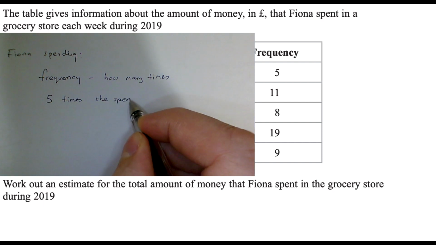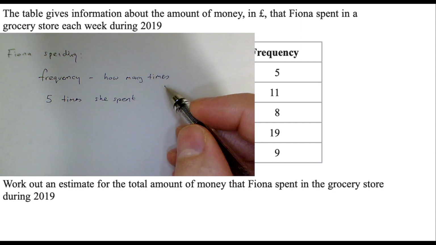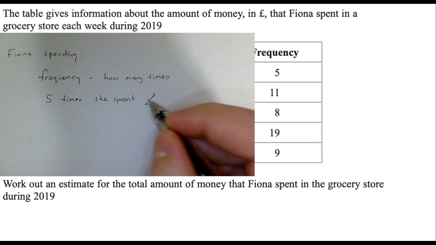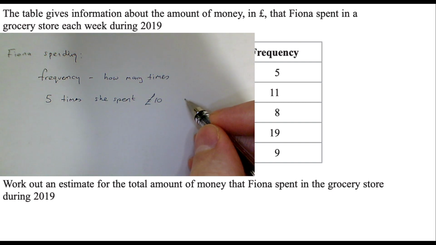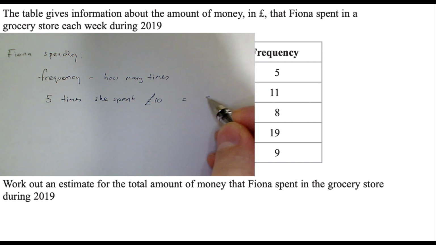Now clearly that's an estimate. She might have spent more than that, but she might have spent less than that. So that's the only reasonable thing to do if I have to try and estimate how much money she's spent in total. So 5 times she spent £10, which is clearly £50.